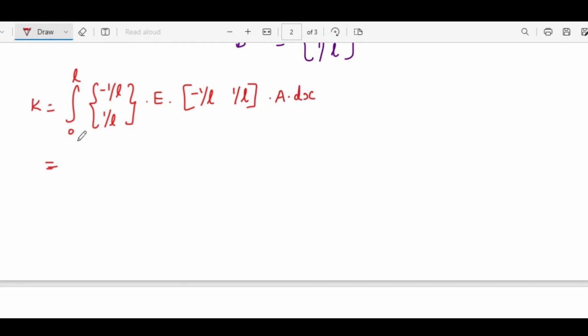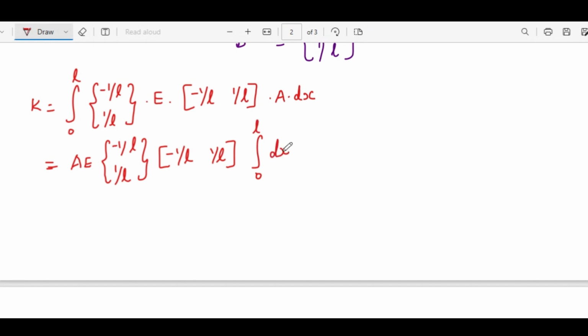Let us keep only the x variables inside and take the other terms outside. So we have A, E, and even the terms present inside the matrix are constant terms; they don't depend on x. So I can take those outside as well. So AE into minus 1 by L and 1 by L multiplied by the row matrix minus 1 by L and 1 by L, with the terms taken outside the integral from 0 to L into dx.